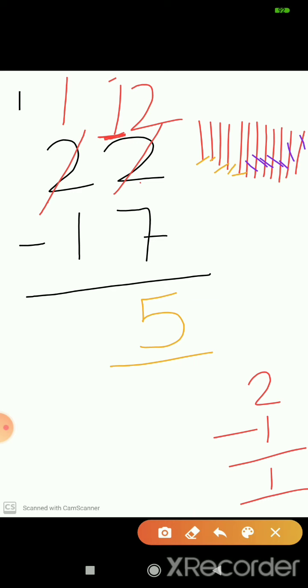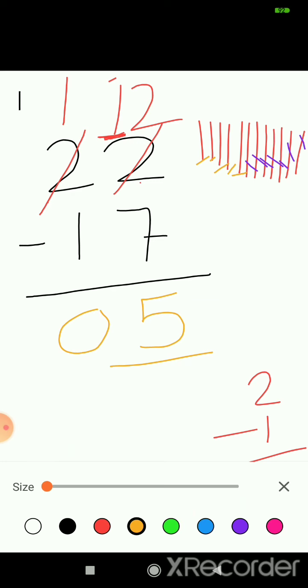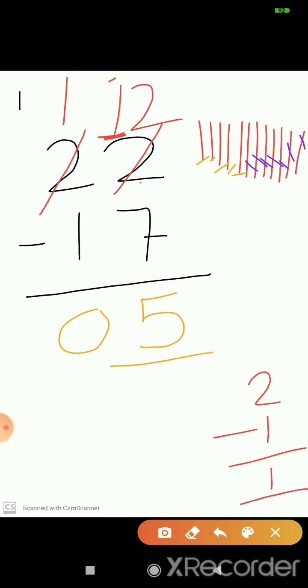Now students, at the tens column, 1 minus 1. Whenever we are subtracting a number from itself, the answer is 0. So what is our answer here? 5. If we subtract 17 from 22, the answer is 5. Got it, students?